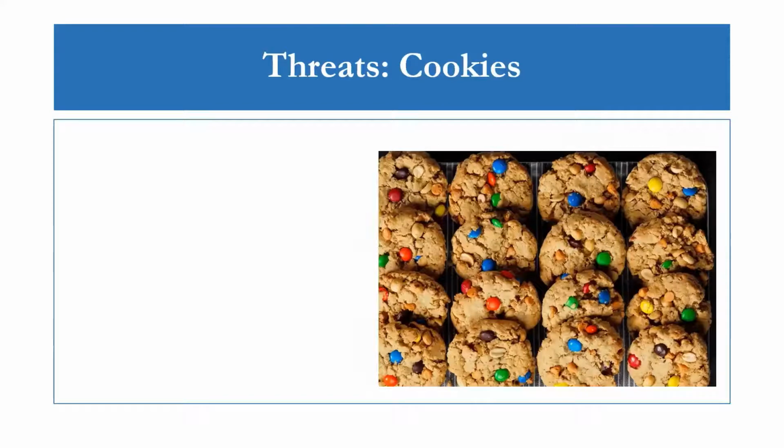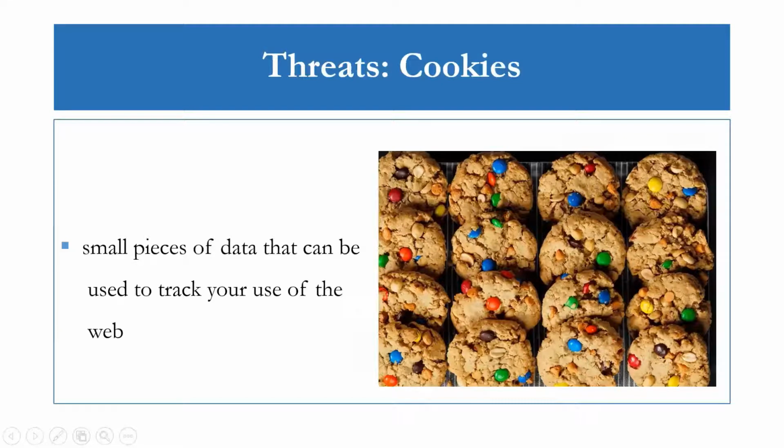Then another threat is cookies. So cookies are basically small pieces of data that can be used to track your use of the internet. And now almost every website that we visit, you see cookies. You see a message telling you to enable cookies so that we will better serve you. So what the cookies do is to save small pieces of information about you, so that they can continuously send it to the server of that website to, as it were, enhance your experience of using that website.